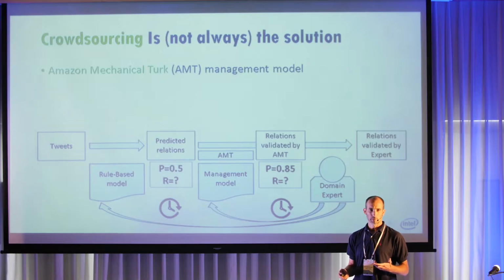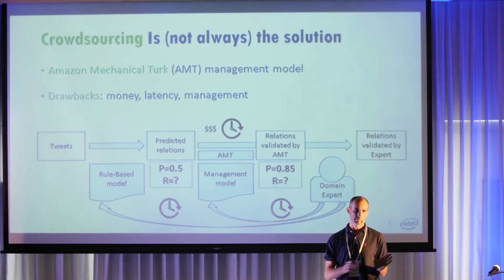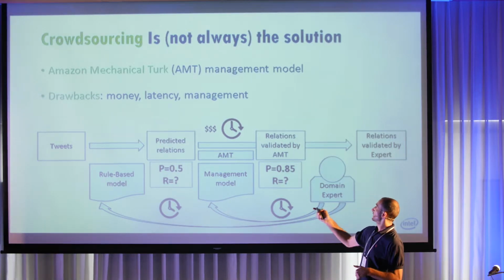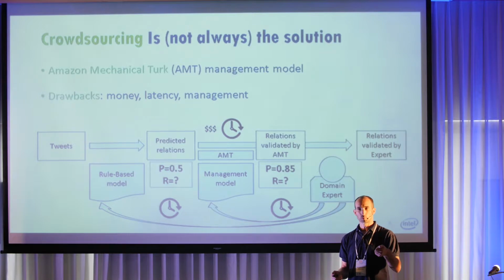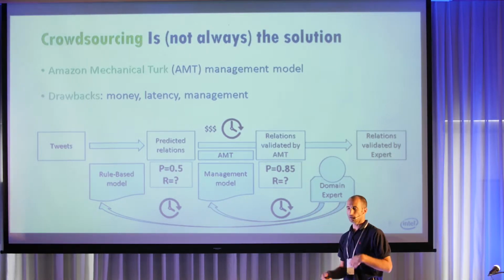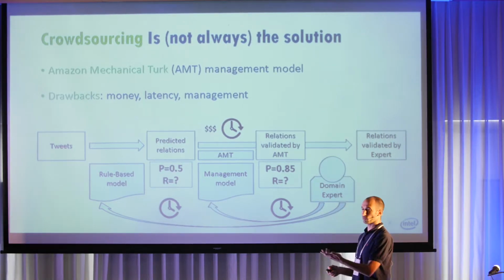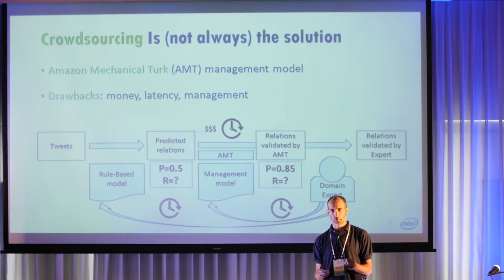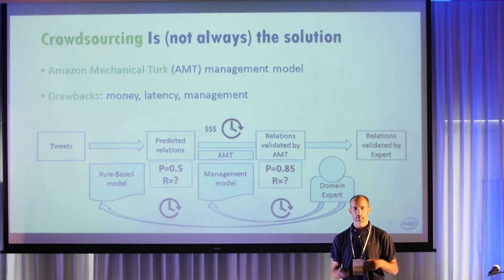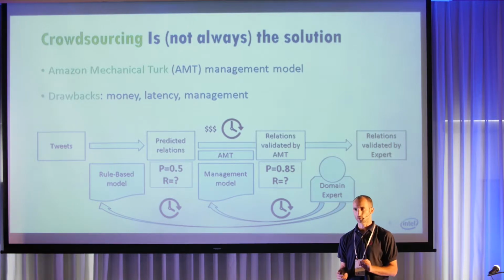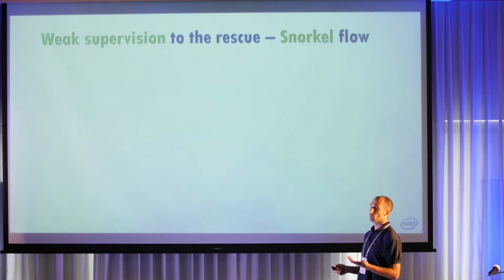Now, what's the problem with AMT? First, it's expensive. Okay, we are Intel, but we don't want to waste all our money on giving money to the Turks. Secondly, there is a latency. Once the tweet is posted, it takes approximately 3 weeks to do this whole circle, to validate the labeling of the Turks and provide it to the salespeople. And thirdly, you need to manage it. Everyone who tried to use Amazon Mechanical Turk knows that it's not just plug and play. You need to validate your workers. You need to define exactly what you want from them. It's not easy. So what can be done?